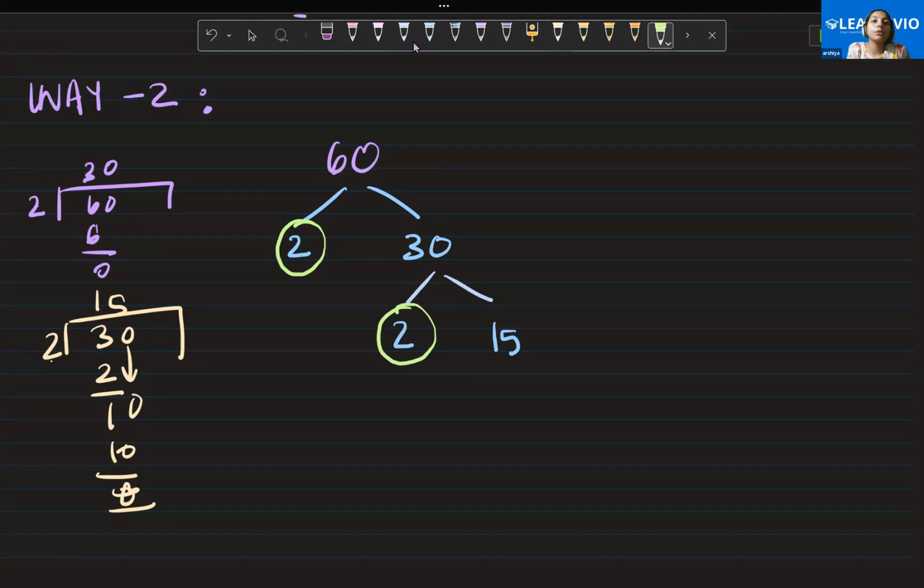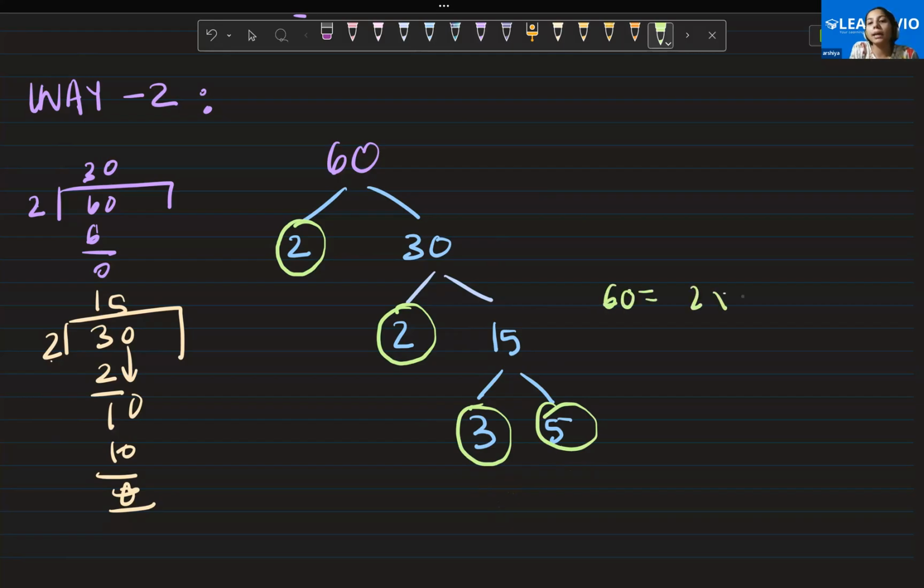Does 15 come in the table of 2? No, right? So I'll choose another prime number. After 2, what's the next prime number? We'll check for the next prime number, which is 3. Yes, 15 comes in the table of 3. And how many times? 5s are. So I'll write 3 multiplied by 5. Now both of them are prime numbers, so I can circle both of them. And my answer will be 60 is equal to 2 times 2 times 3 times 5.